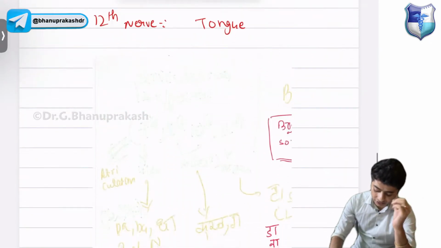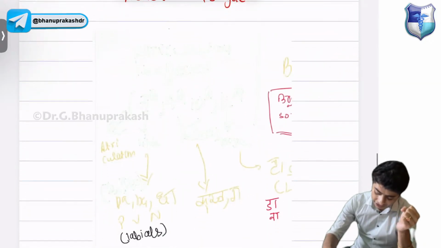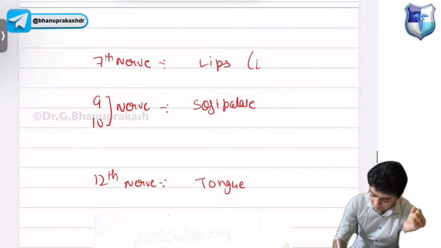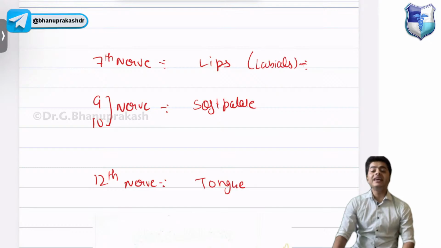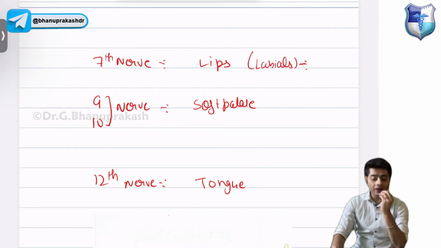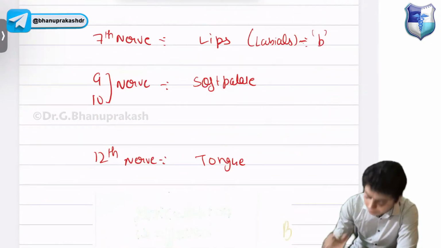So with the help of your lips, that is your labials, what kind of sounds can you form? Like P, B. These are formed with the help of lips.